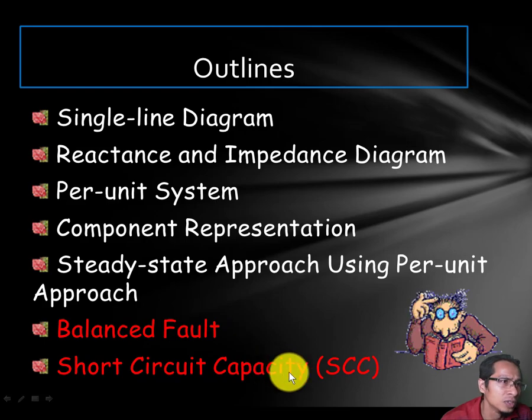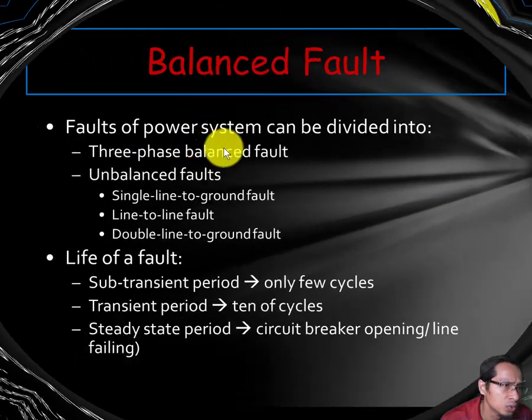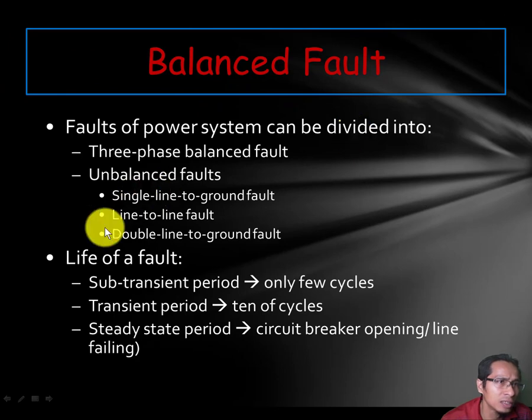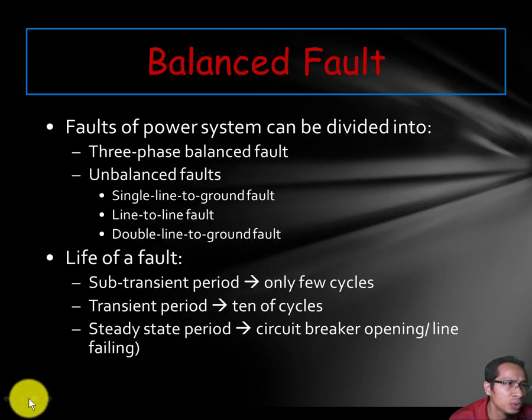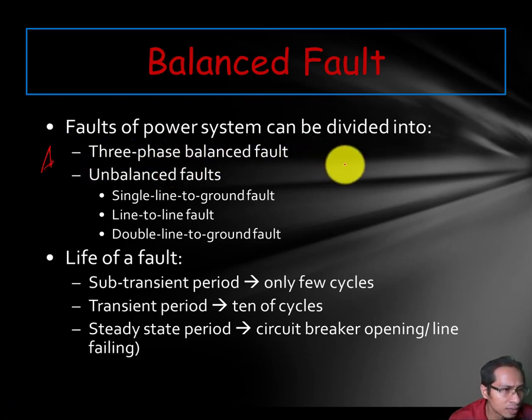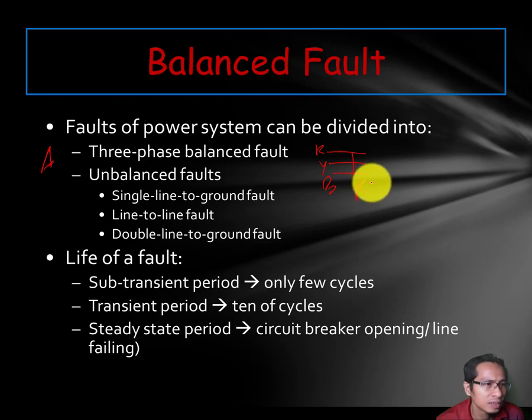Faults of power system can be divided into two main categories. Type A is balanced three-phase faults. Let's say we have three lines, red, yellow, blue. Three-phase fault is faults occurring on these three-phase lines, balanced faults. Either faults occur on red, yellow, blue, or red, yellow, blue to ground, or grounded faults. This is a balanced fault.